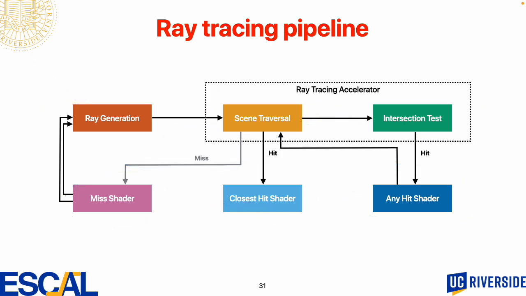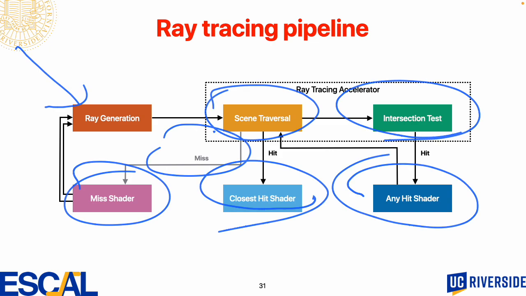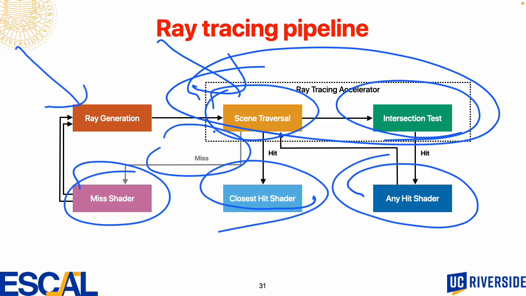So here is the hardware solution NVIDIA provides. They made a ray tracing accelerator to accelerate the traversal and the intersection test process.